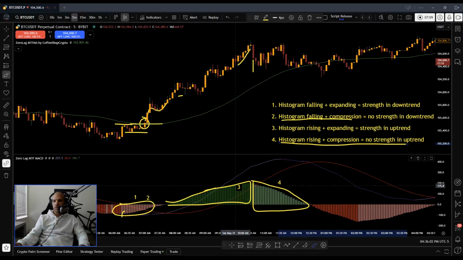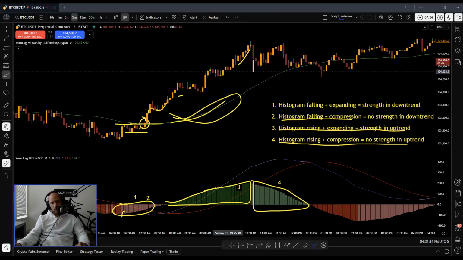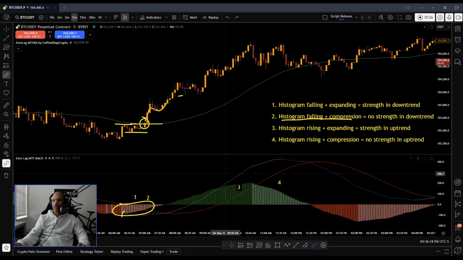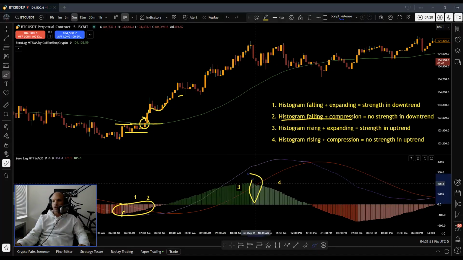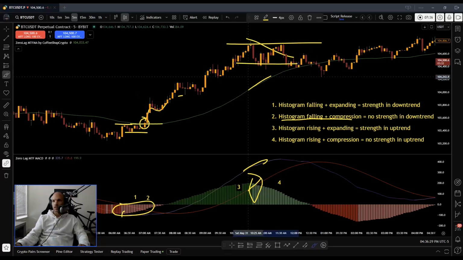And previously, this part is number 3. If the histogram was rising with expansion, you have strength in your uptrend. Here you have strength in your uptrend, okay? You're above your 14. Everything is rising, right? Everything is rising. You have strength, okay? And if that's the case, then wait until you have no strength while everything is rising and you're above your rising moving average. You are losing the strength. You are hitting resistance, right?